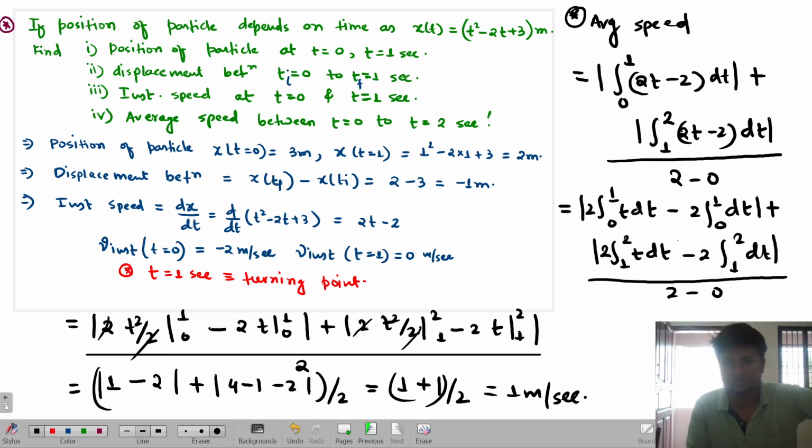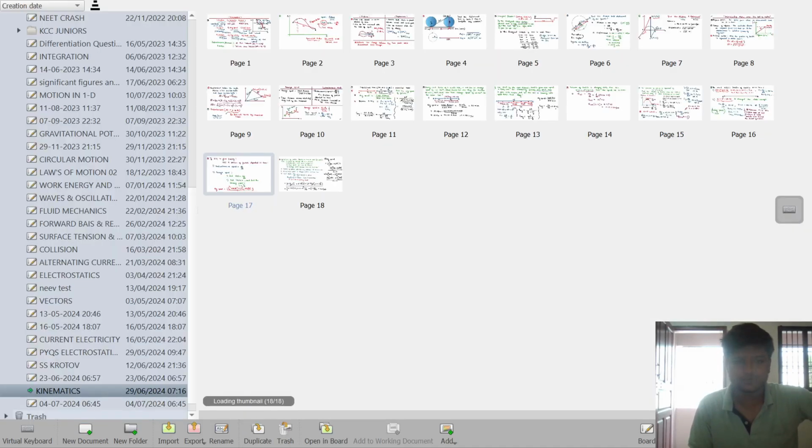Everyone, is this clear or not? Hmm. Did you understand? Are you guys here? Is this clear? Raksha, is this clear or not? You hadn't done integration yet. Okay.